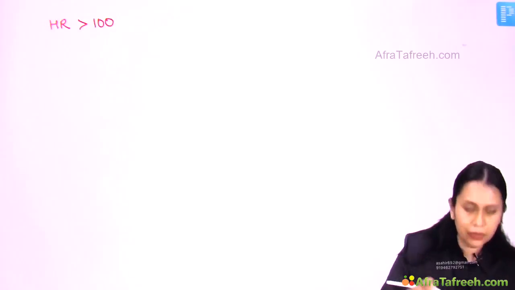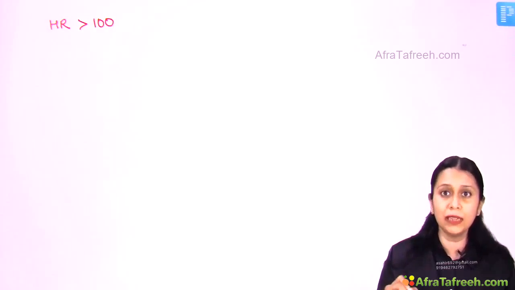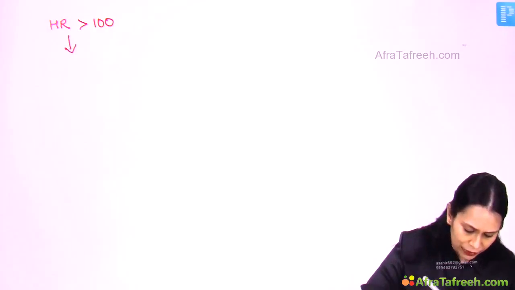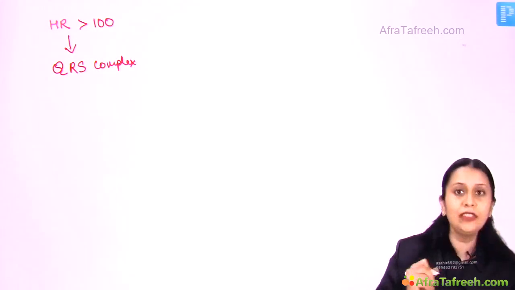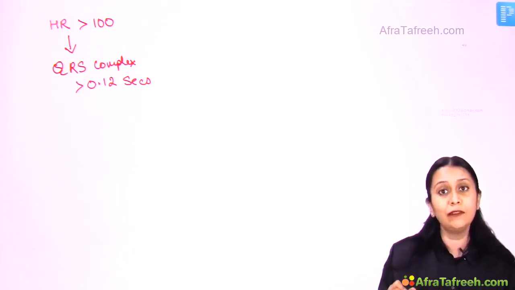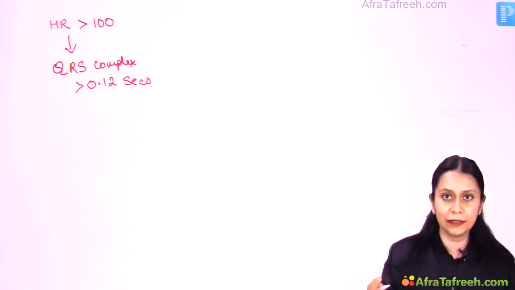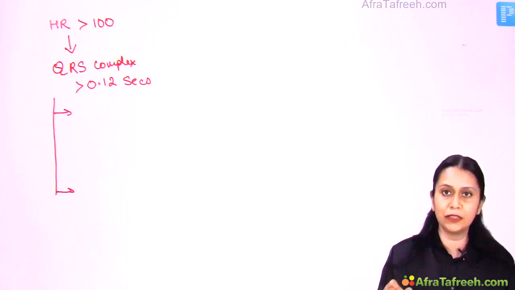We have to understand. So let's say if the heart rate is more than 100, then we call it tachycardia, and if the rhythm is non-sinus rhythm, then we call it tachyarrhythmia. So if the heart rate is more than 100, then what do we see? We see the QRS complex, the length of the QRS complex. If the QRS complex is above 0.12 seconds, then we call it broad QRS complex tachyarrhythmia. And there are two broad etiologies for broad complex tachyarrhythmias.